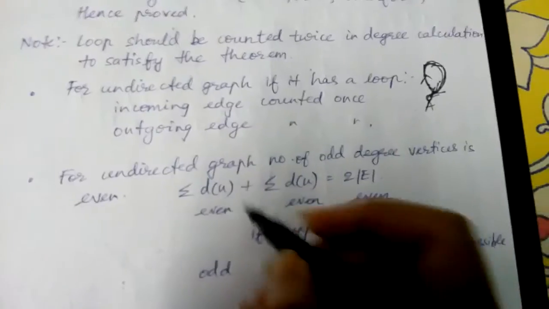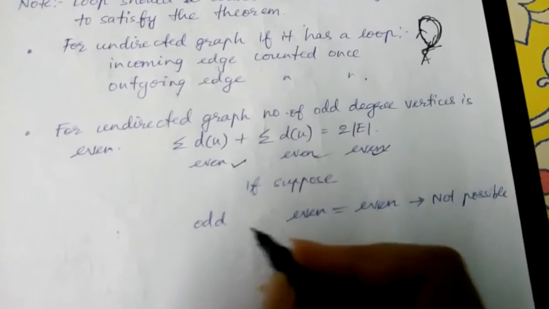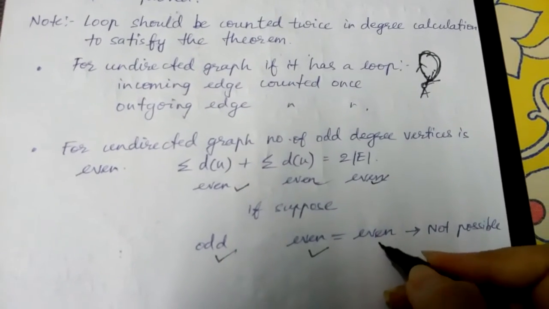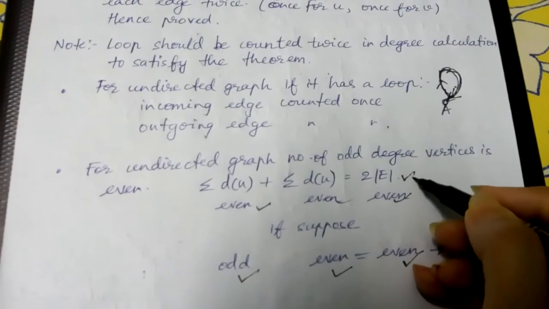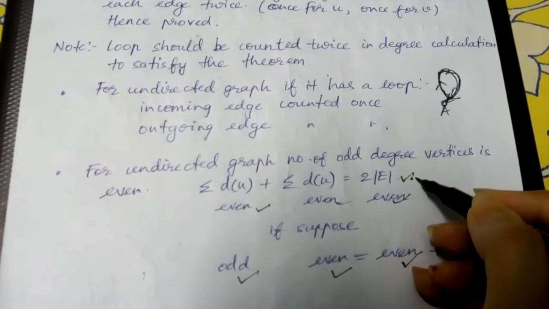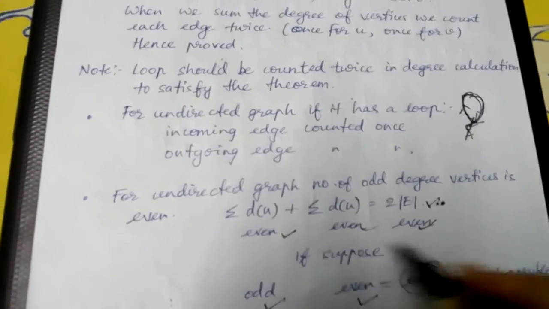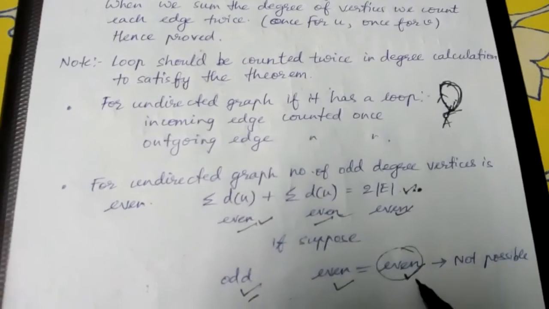For example, if we take this as even and this as even, we get an even value. But if we consider this is odd and this is even, we have to get an even, because the theorem states that we have to get an even, that is twice the number of edges, that is already proved as even. So if we have to get this even, we need these to be even. If this is odd, then we cannot get this as even.